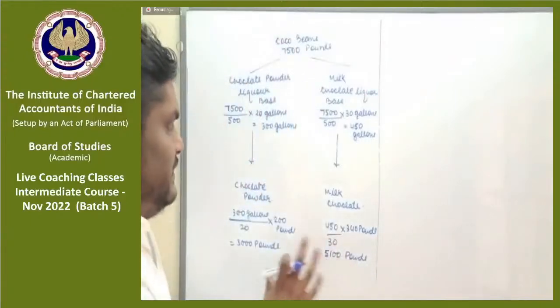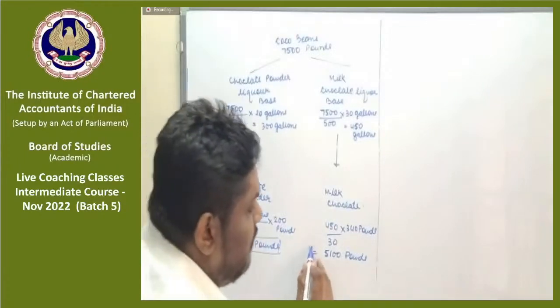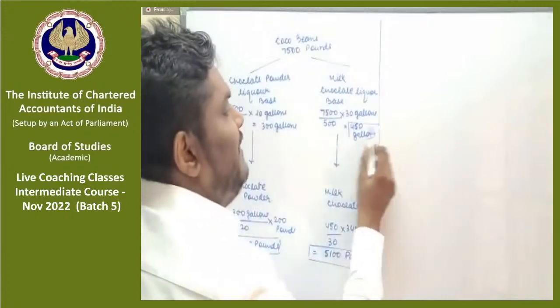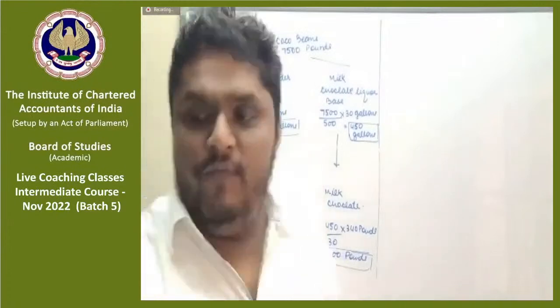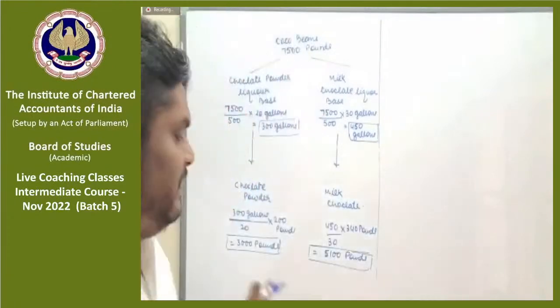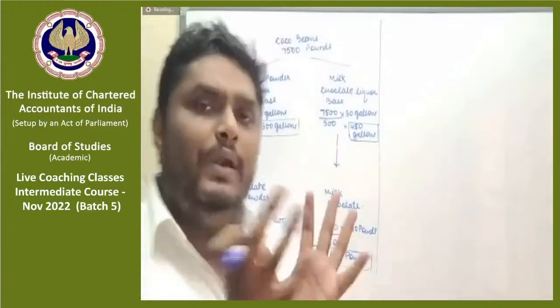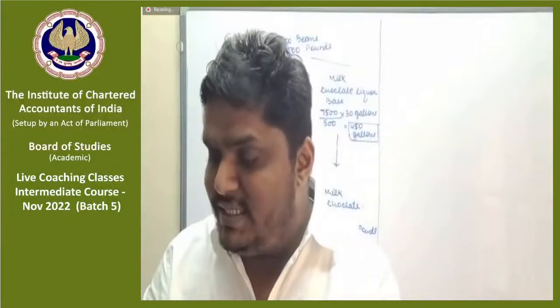So now this is in terms of quantity, that is 3,000 pounds, 5,100 pounds, 450 gallons, and 300 gallons. Further, this 5,100 is given in the question. How it is calculated, I have explained. Now further, let's see what all information is given in the question.